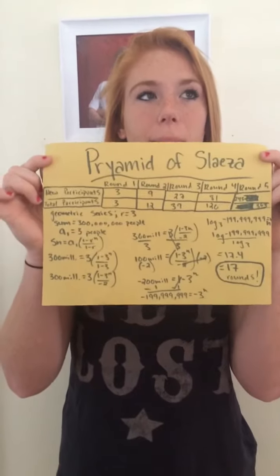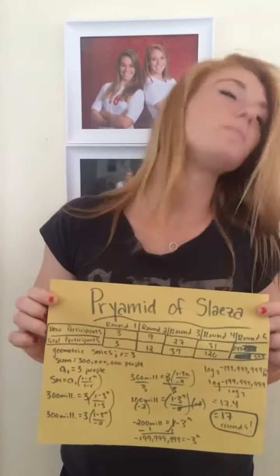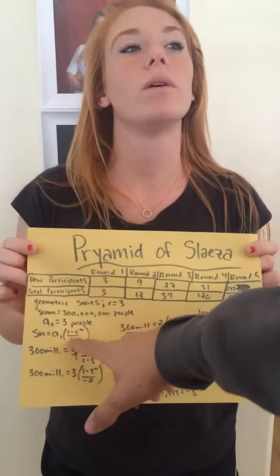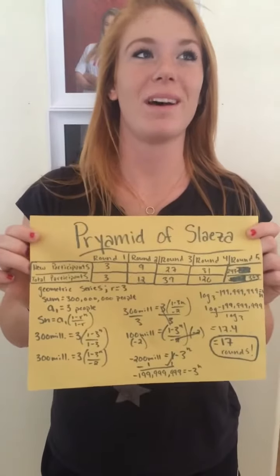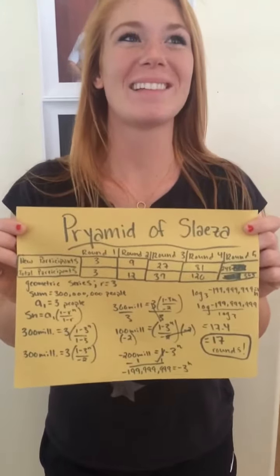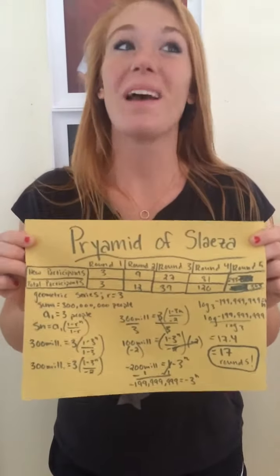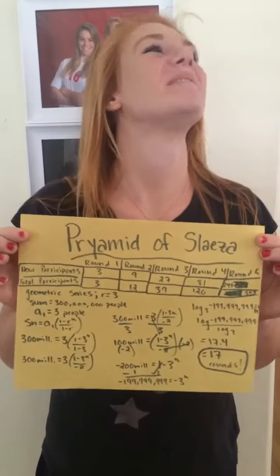And so if we want to find how many rounds it would take to get all 300 million, we would use the geometric series, which is Sn equals A1 times (1 minus R^n) over (1 minus R). So the Sn is the total number of people, which is 300 million. And A1 is our first term, which is 3. And so we plug in 3 for R. And we're trying to find n for how many rounds.